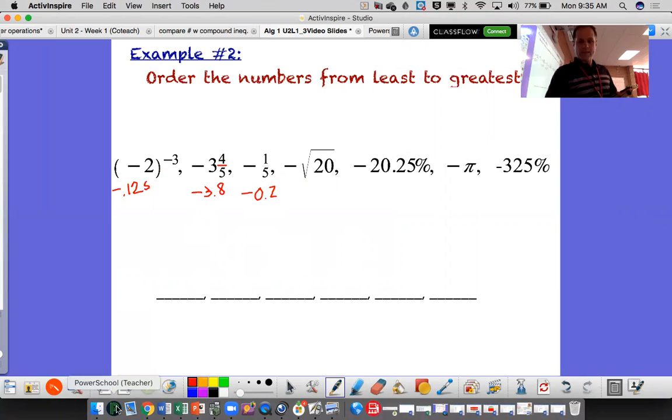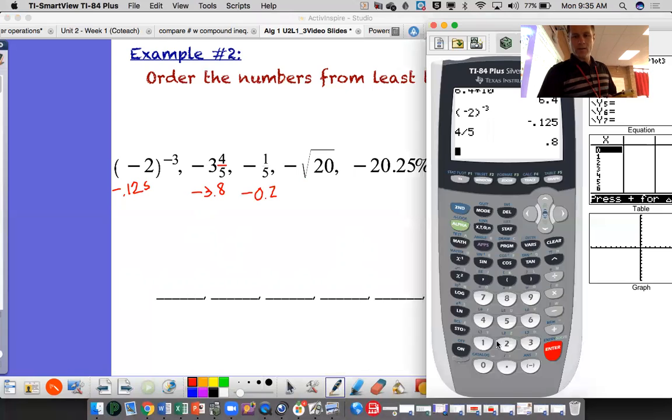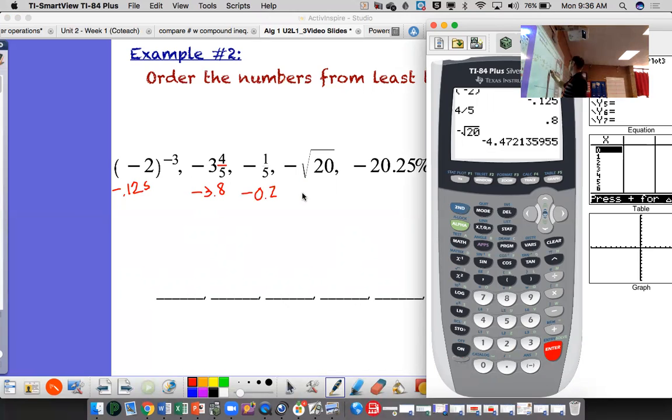-√20. Get some practice typing that in. Negative, second, square root 20. You have to practice this, guys. You have to practice. You can't just watch this. You got to have that calculator open on your screen, and you got to be trying these buttons. If not, you'll forget it. You can't build a house if you've never built a house before, so you have to practice it. -4.47.